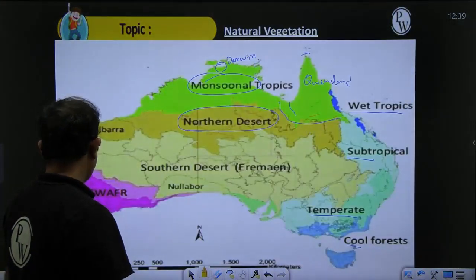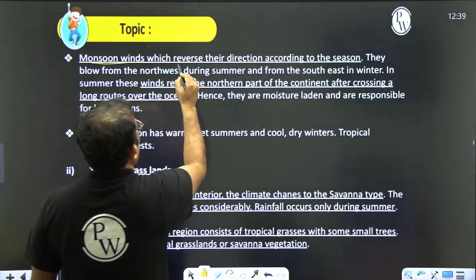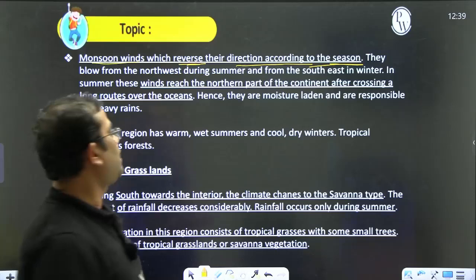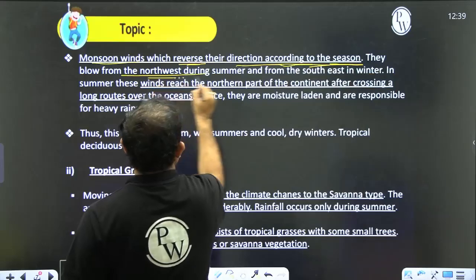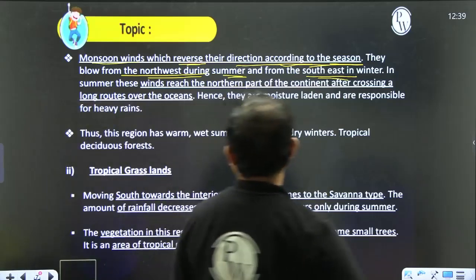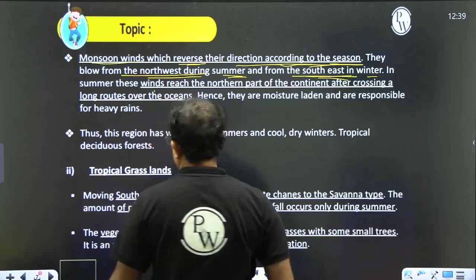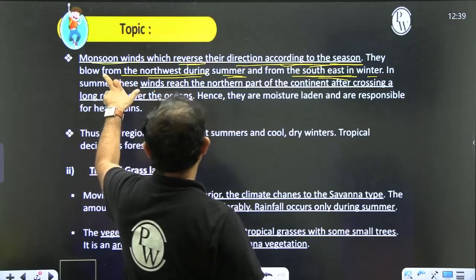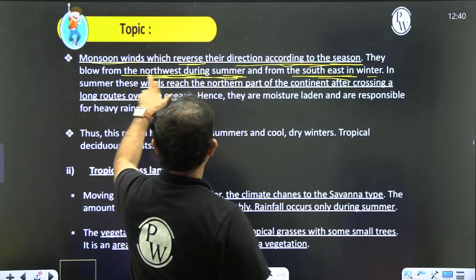Monsoon winds reverse their direction according to the seasons. They blow from the northwest during summer and from the southeast in winter. That means it is completely opposite.